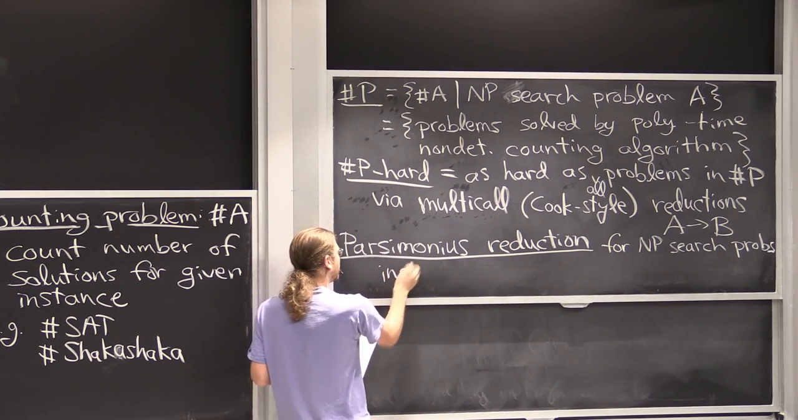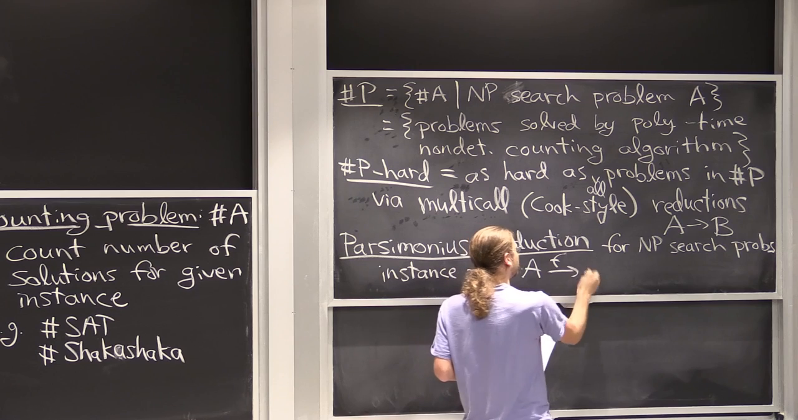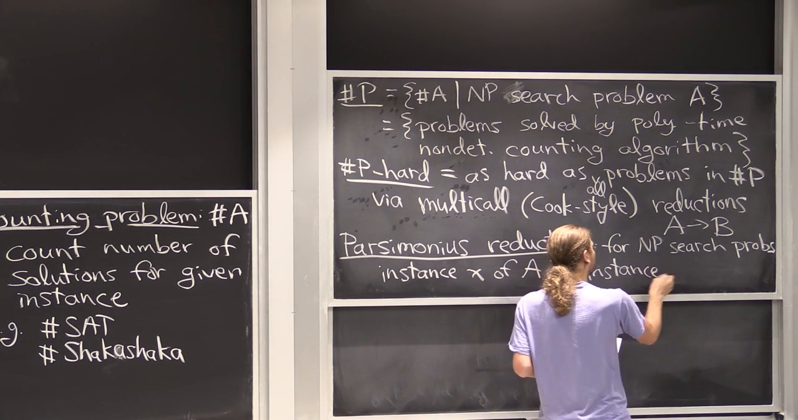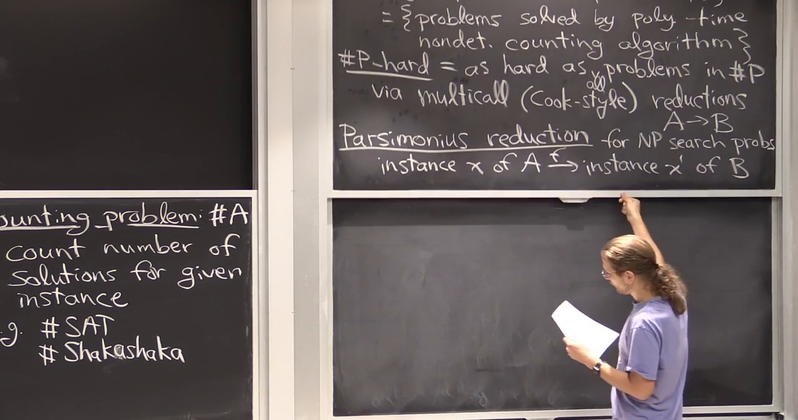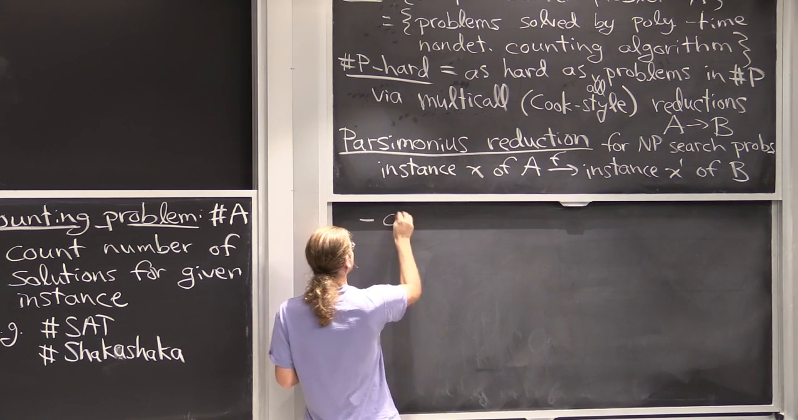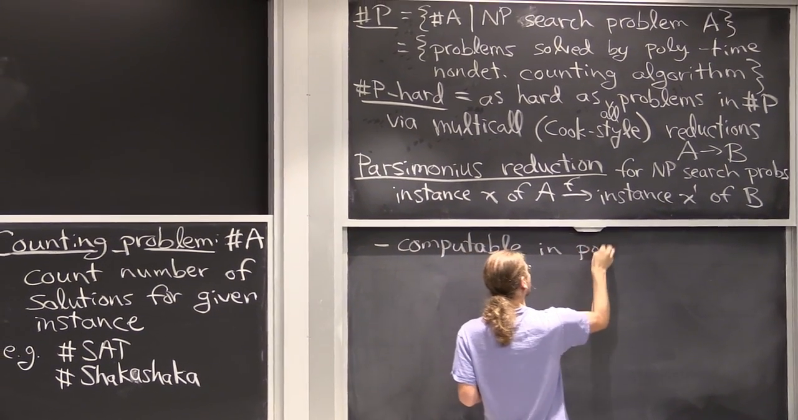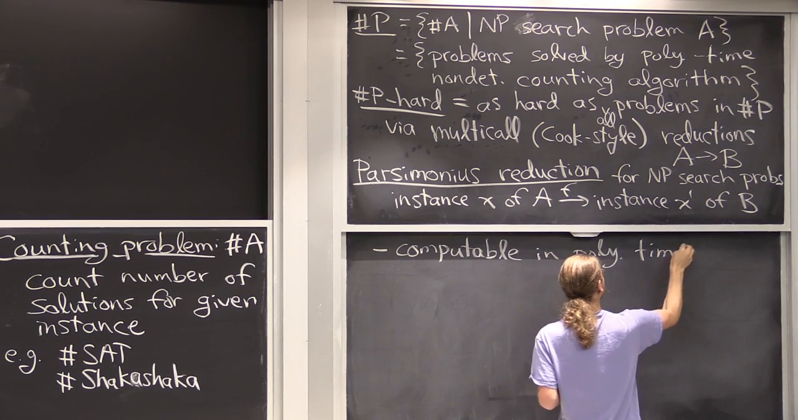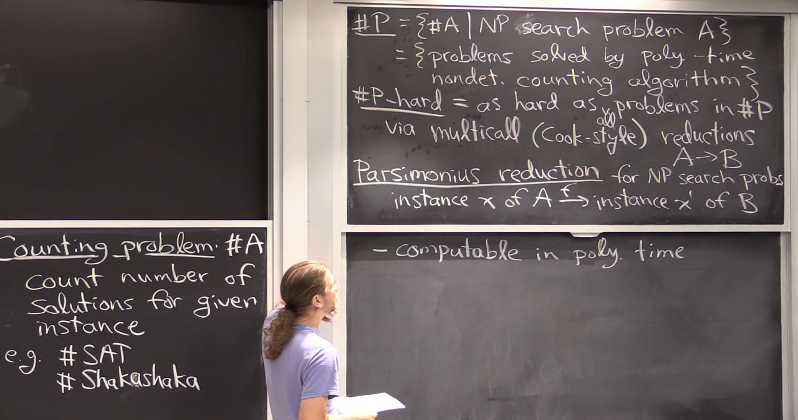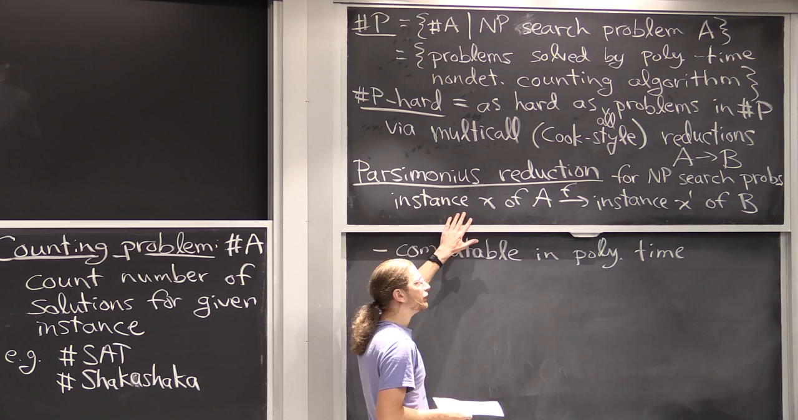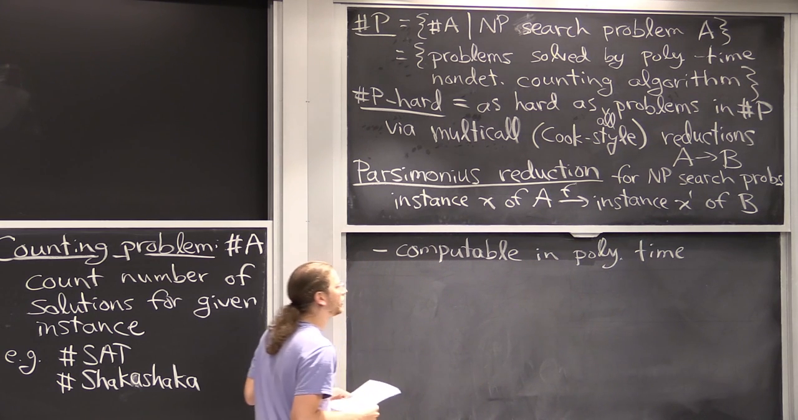So again, we convert an instance x of A via function f into an instance x prime of B. And that function should be computable in poly time. So far, just like an NP reduction. And usually we would say, for a search problem, that there exists a solution for x if and only if there exists a solution for x prime. That would be the direct analog of an NP style reduction.